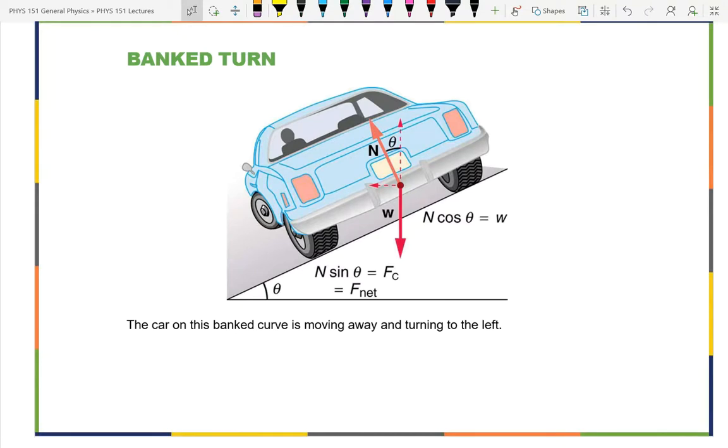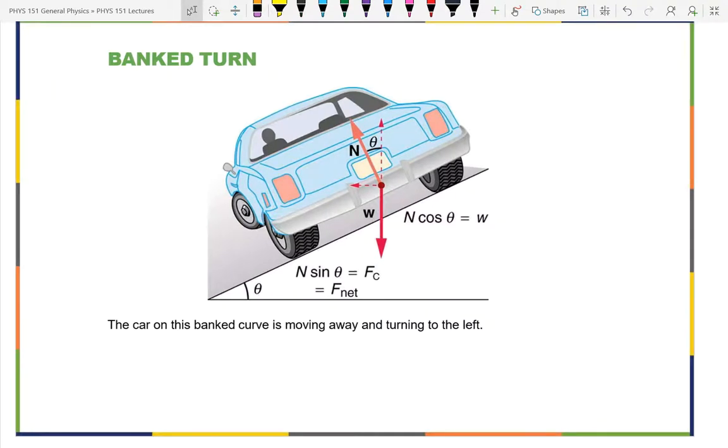So here's the banked curve. Car on this banked curve is moving away and turning to the left. And what we want to do is find the maximum speed before it slides, all in terms of variables. No numbers here, just in terms of variables.